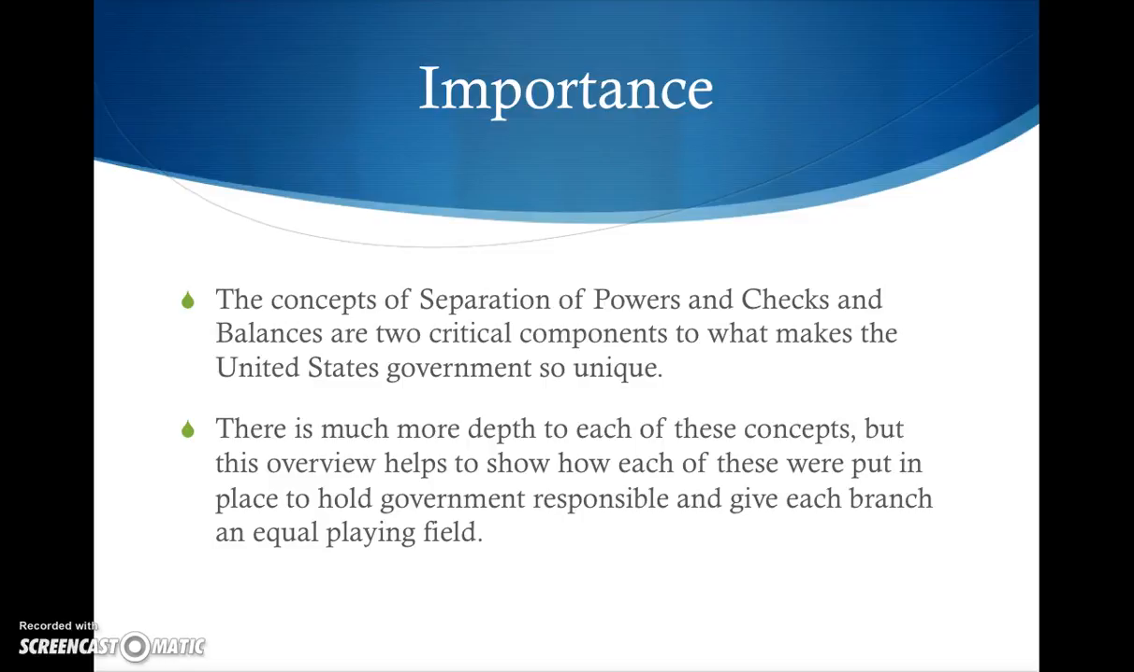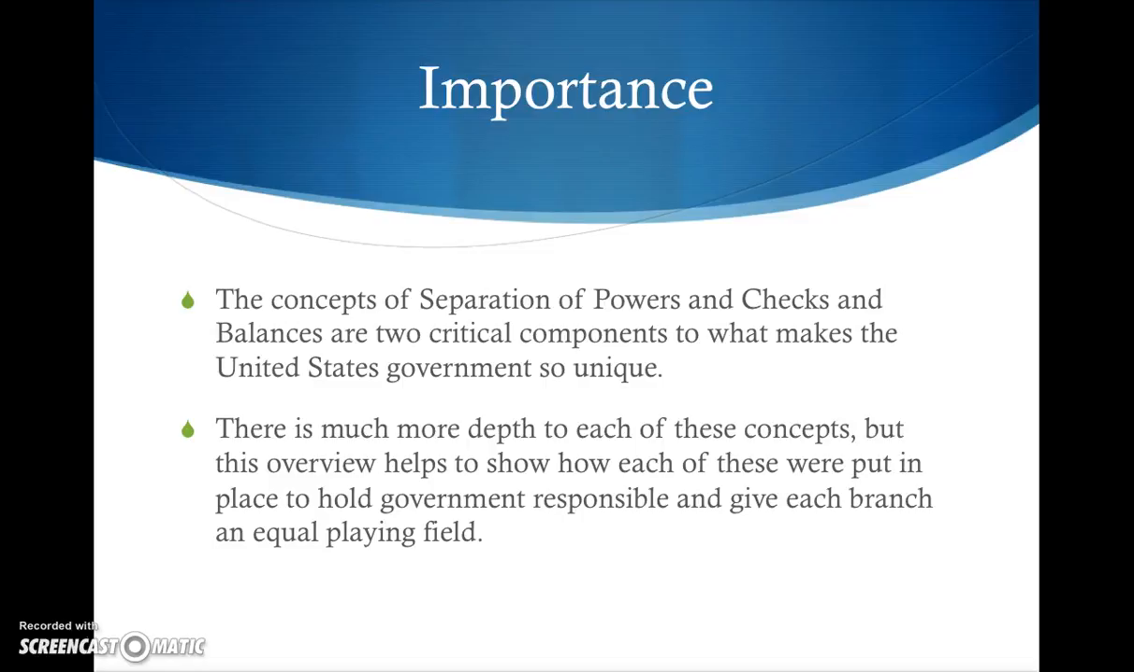So, like I said, the importance of both of these concepts, separation of powers and checks and balances, they're two very critical components to what makes our democracy in the United States so unique and so different from really any other government that the world has ever seen. I think the founding fathers were well ahead of their time and well ahead of most other people in the world when they drafted up the Constitution and set up the government for the years to come.